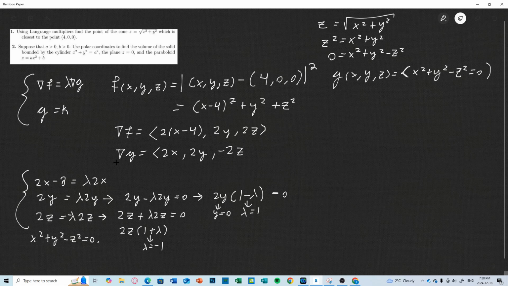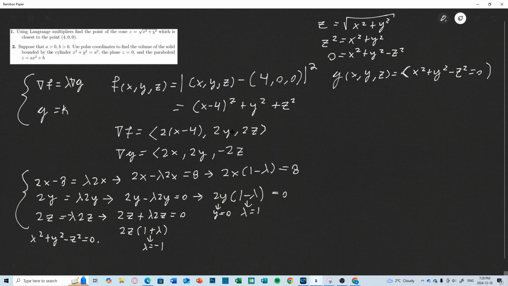So now we'll do our last Lagrange equation, which is our x. If we bring it over to the other side and bring our 8 to the right side, this will give us 2x minus lambda 2x equals 8, which gives us again 2x times (1 minus lambda) equals 8.